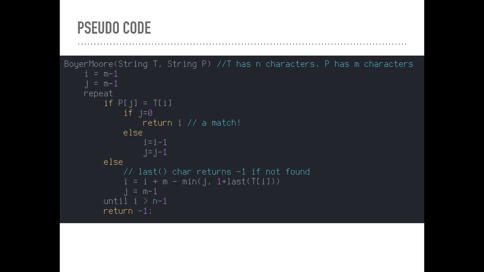Here's the pseudocode. So the Boyer-Moore algorithm accepts a string and a pattern, the text and the pattern strings. Also, I'm going to put a link to a Java implementation in the description. This is pseudocode, obviously. So we initialize our I and our J to M minus 1, where M is the length of P, and N is going to be the length of the text later. So we're going to initialize those.